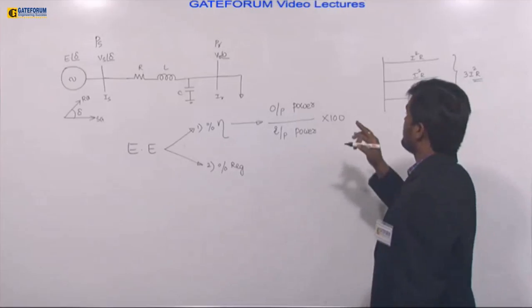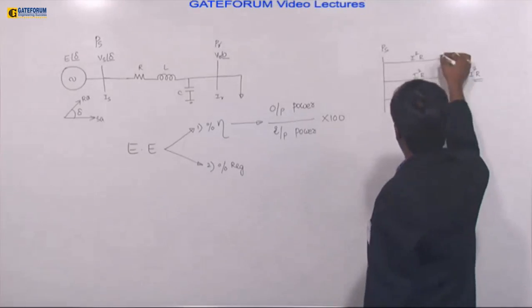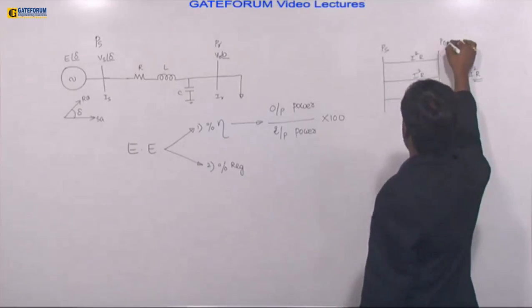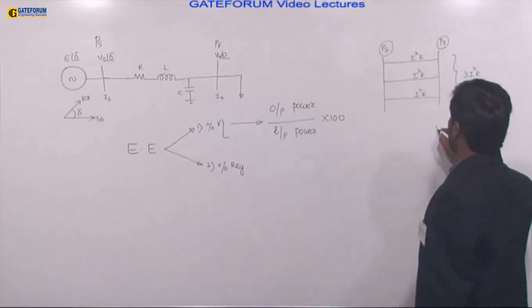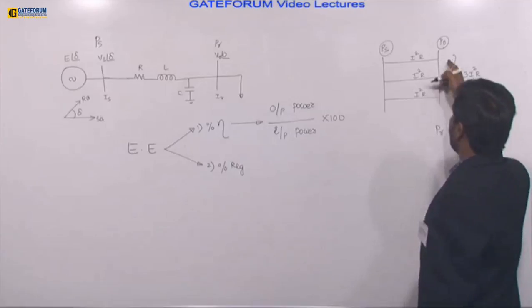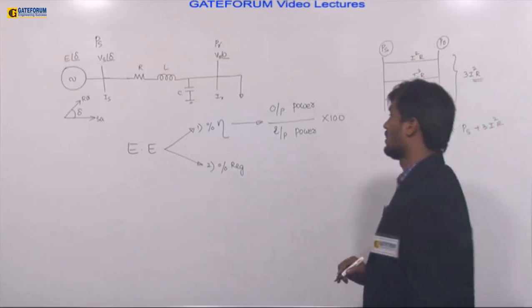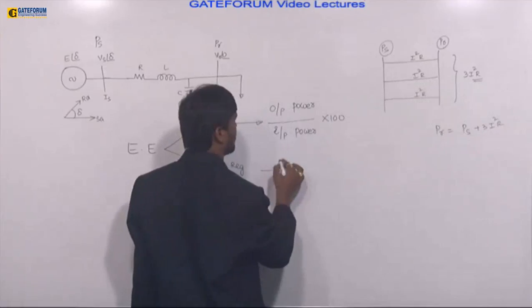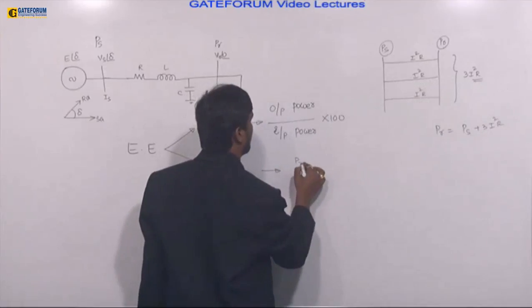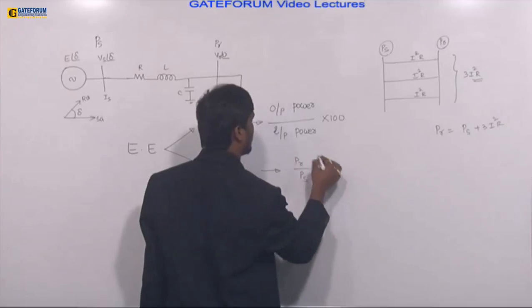Now output power is receiving end power or sending end power? Receiving end. Output power is receiving end, input power is sending end. Tell me, receiving end power PR is equal to what can I write? Sending end power plus 3 into I square R. Now tell me, percentage efficiency is equal to output power. What is output power, my dear? Receiving end power. Input power is sending end power, PS, into 100.